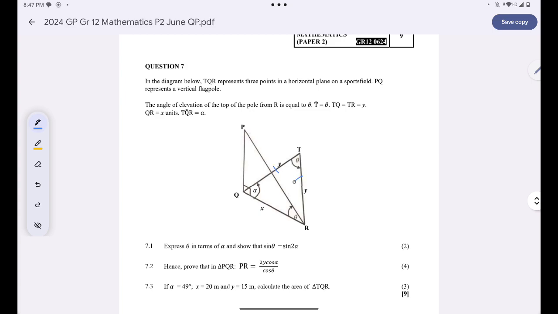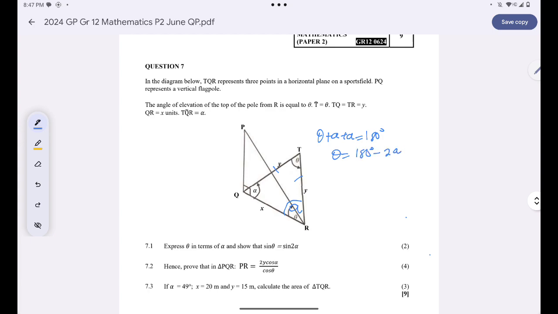If these two are the same, that angle is a, that means this angle is also a, right? Simply means that the angles of that triangle, I can just say theta plus a, and another a will give me 180. The sum of angles of a triangle is always 180, né? So simply means theta is equal to 180 minus 2a.